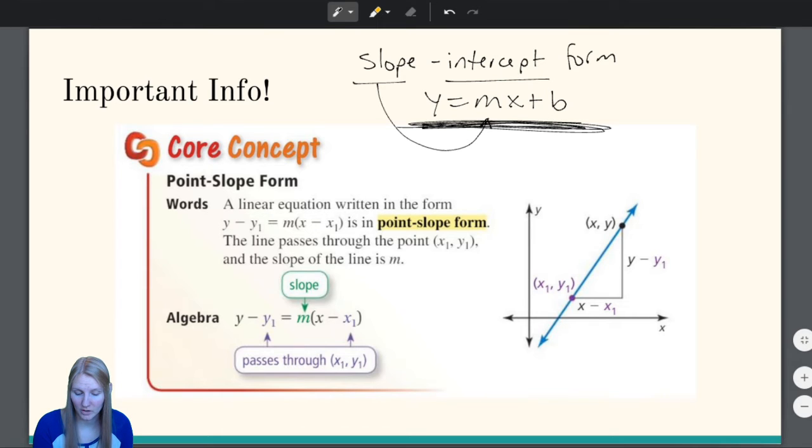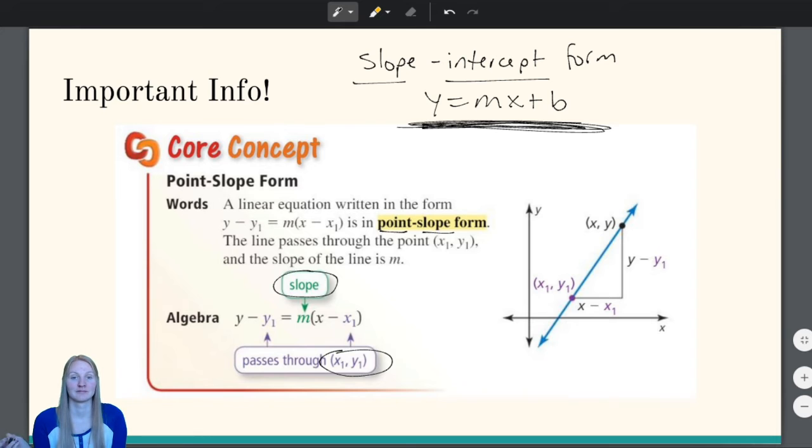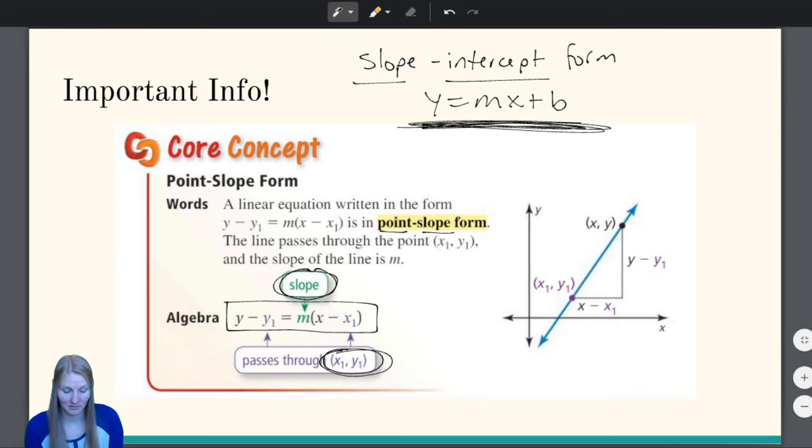Today, we're talking about point-slope form. So what do you think we're going to need for point-slope form? Well, we're going to need a point and a slope. And that's exactly what we're going to do: we're going to be given a point, we're going to be given a slope, and then we can write y minus the y-coordinate of our point equals the slope times x minus the x-coordinate of our point.